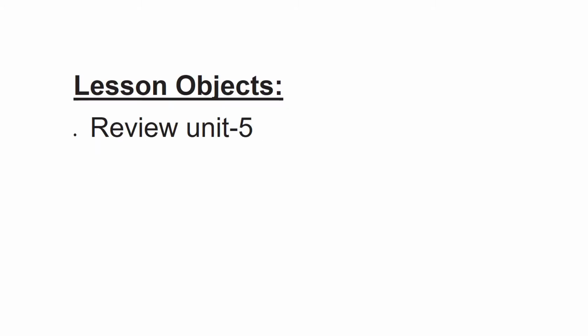Right now it's a lesson. Today our lesson objective is only to review Unit 5. In Unit 5 we were always talking about the circuit and the current, where it goes from positive to negative or negative to positive, how it will work, how many components are in a circuit and how it works.